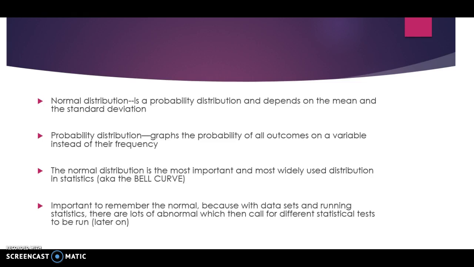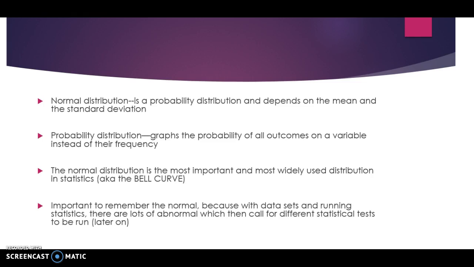And the probability distribution is what we can graph the probability of all outcomes on a variable instead of looking at the frequency. Well, we will look at the frequency, but we're basing the probability on all outcomes. So the normal distribution is the most important and widely used distribution in statistics, and that is the bell curve.